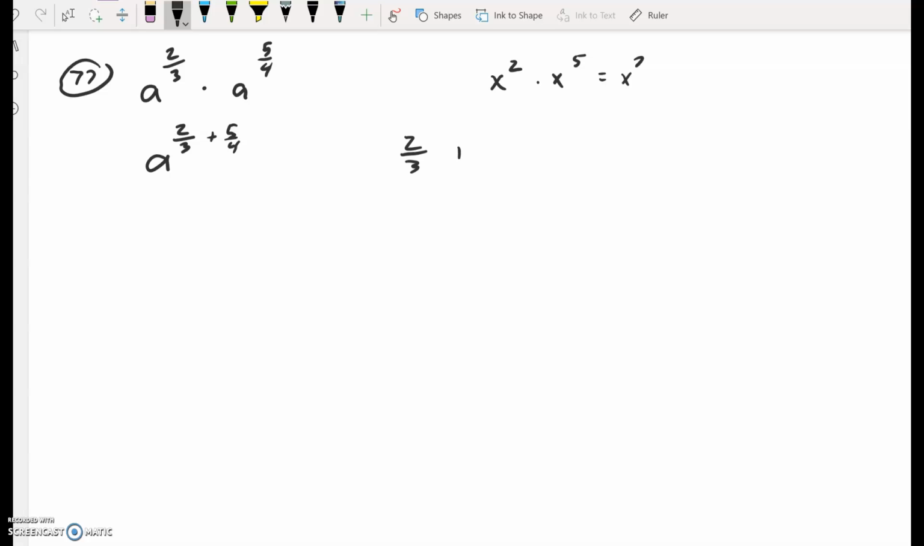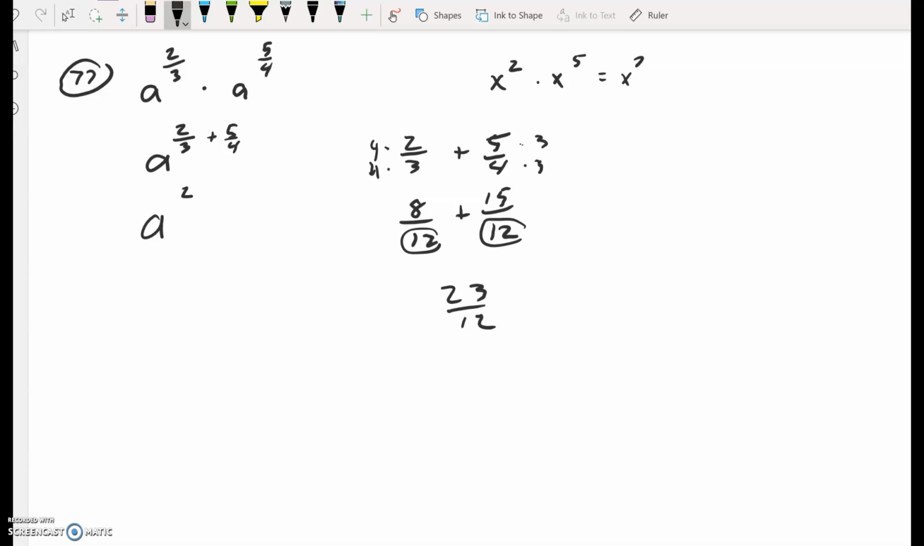So how do we add 2/3 and 5/4? Well, we're going to get a common denominator. Here we need to multiply top and bottom by 4 in order to get this 12 down here. And here we're going to have to multiply top and bottom by 3 to get this 12 down here. And so we're getting 23/12. So this is a to the 23/12 power. And we're done.